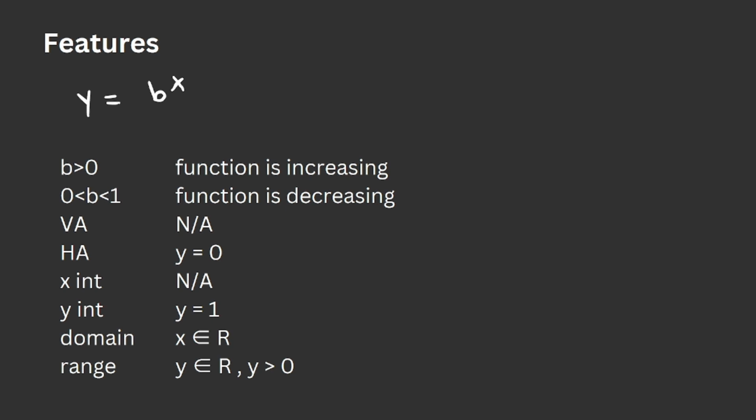So here are some features of y equals b to the power of x. When my base value is greater than 1, my function is increasing, and when my base value is between 0 and 1, my function is decreasing. My vertical asymptote does not exist, and my horizontal asymptote is at y equals 0. My x-intercept does not exist because I have a horizontal asymptote on the x-axis, and my y-intercept will be 1 because anything to the power of 0 is equal to 1. My domain is any real number, and my range is all real numbers where y must be greater than 0.